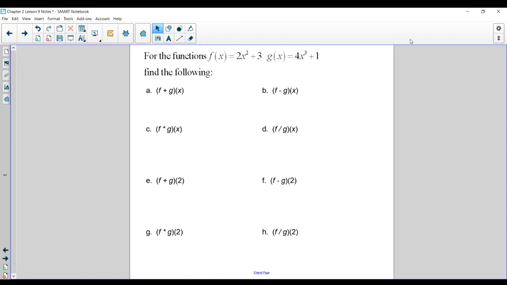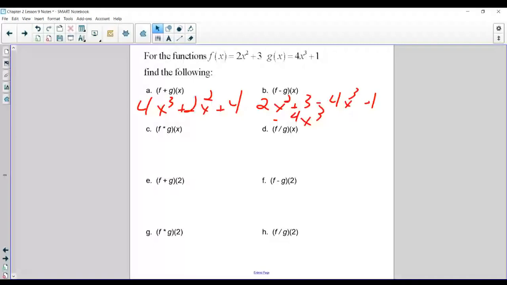Okay, so to add the two together, again, you would just add your like terms. And in this case, the only like terms are the 3 and the 1. So you would have 4x to the third plus 2x squared plus 4. When you subtract f and g, that would be 2x squared plus 3 minus 4x to the third minus 1. So you're subtracting both of those terms. So negative 4x to the third plus 2x squared plus 2.